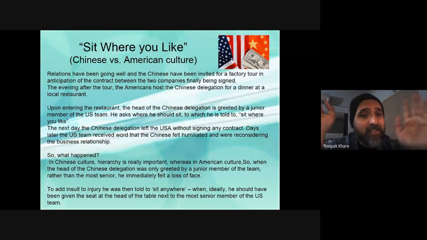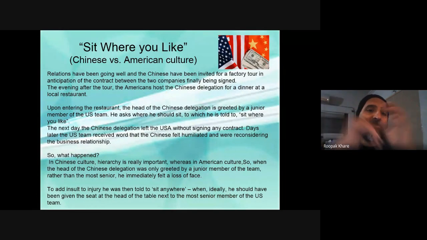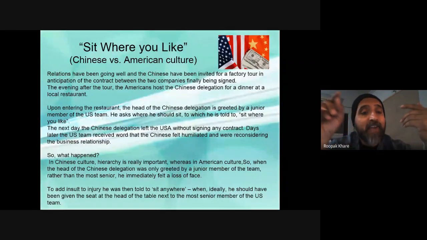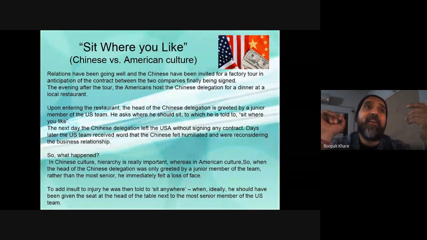Days later, the US team received a message that the Chinese felt humiliated and were reconsidering the business relationship. The Chinese team felt humiliated because of this treatment. Why? One, in Chinese culture, hierarchy is very, very important.